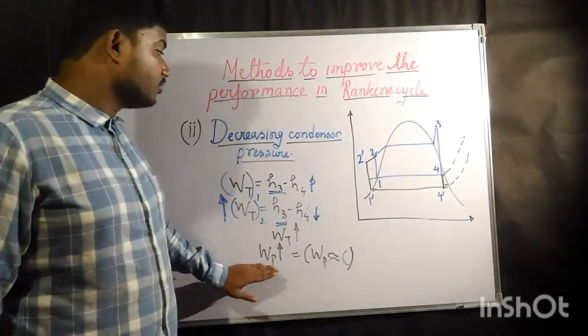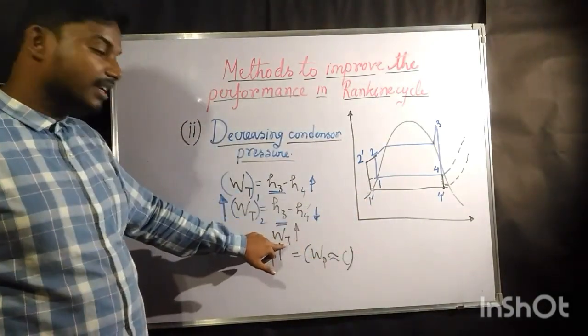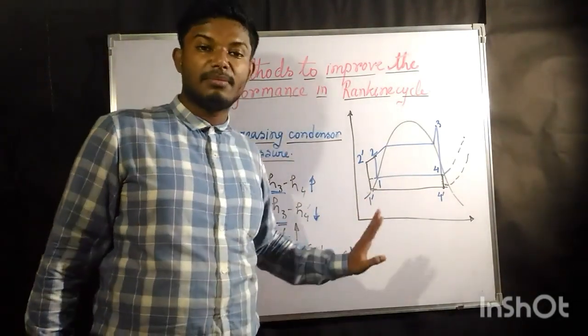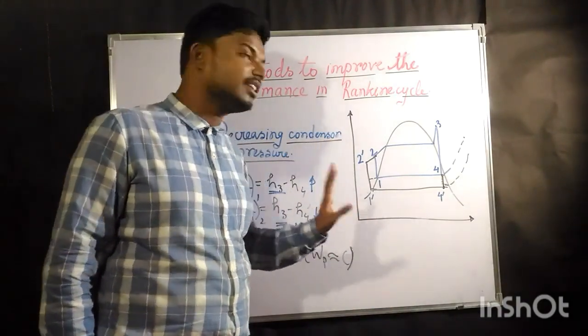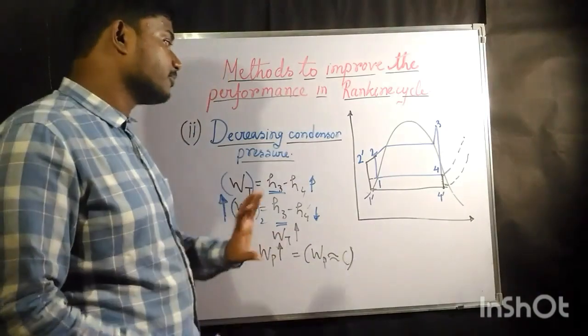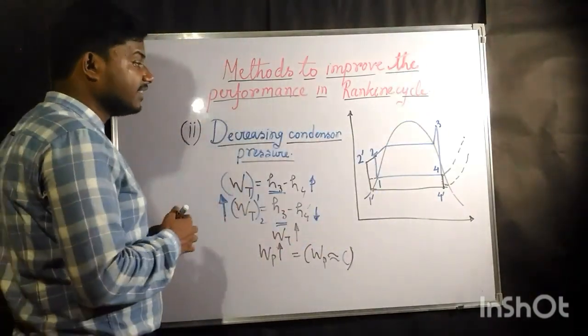So that means what? Till now we have found out that the work done by turbine increases and work done by pump remains constant. Constant means the increase is so negligible that we consider it as constant. Now the increase in heat input.